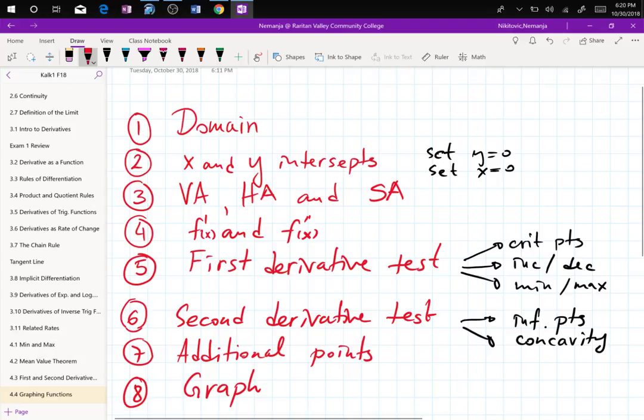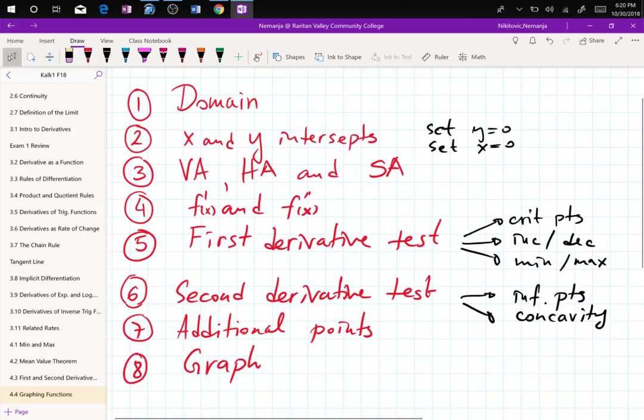Domain, x-intercept, y-intercept, vertical, horizontal, slant asymptote, first derivative, second derivative, increase, decrease, which gives min and max, second derivative test for inflection points, and then concavity, additional points, and then finally graph this. This is the shopping list of all things that you need to figure out before you graph a function by hand.